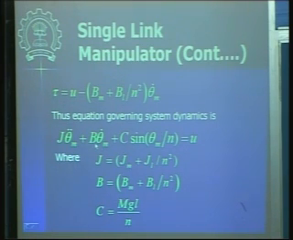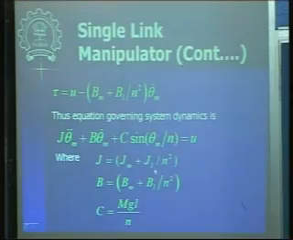So you have J times theta m double dot plus B times theta m dot plus this capital C times sine of theta L, which is theta m over n, that is equal to u. Now J here is the inertia which is transferred to the motor side. Okay. So you can see this Jm plus Jl over n square term. Okay. And B is the damping which is transferred to the motor side. Okay. So you will get Bm plus Bl over n square term over here. And then this C, capital C, is given by this gravity force term.